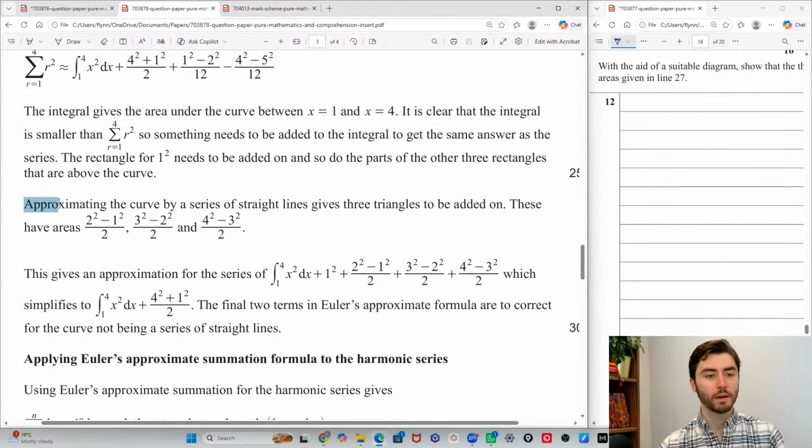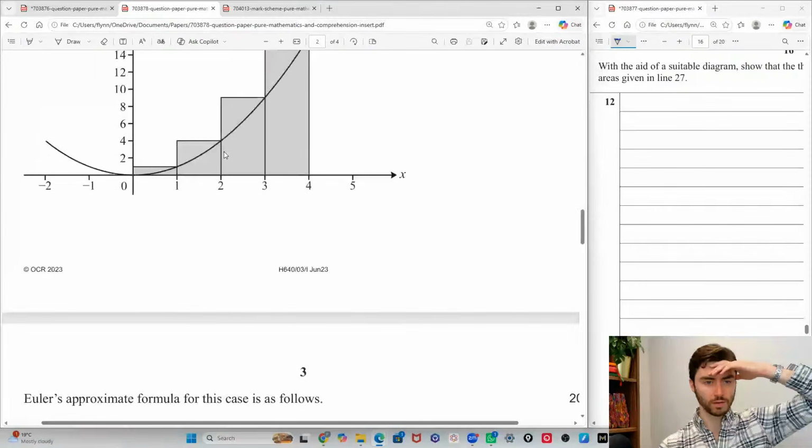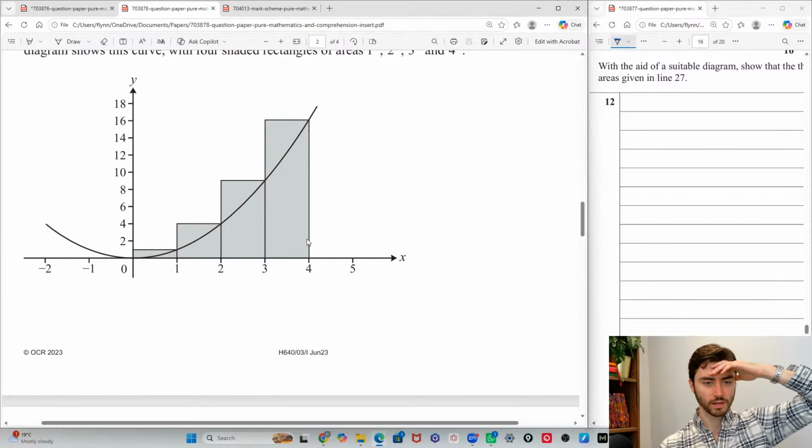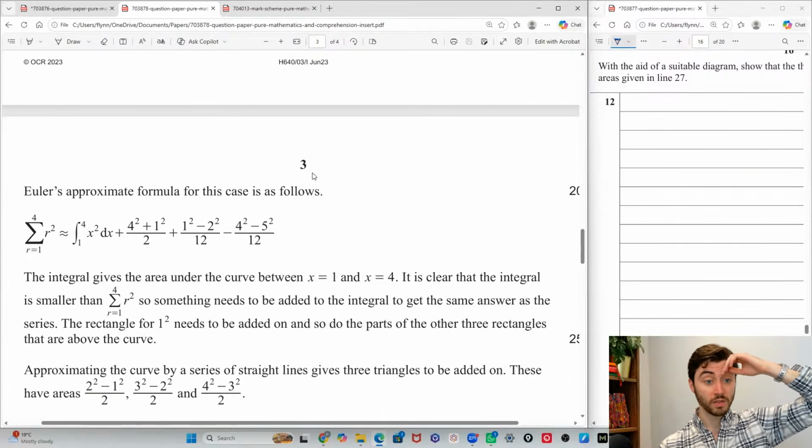Okay, so by approximating the curve by a series of straight lines gives three triangles to be added on. So okay, let me piece this together then. The integral gives the area under the curve. This I know. The area under the curve is the integral. It is clear that the integral is smaller, so something needs to be added to the integral to get the same answer as the series.